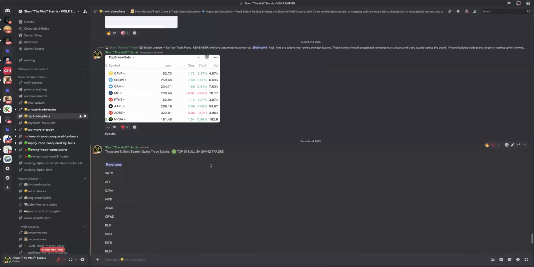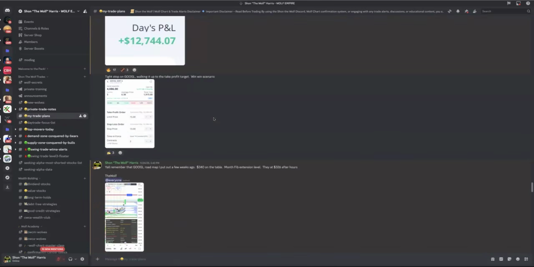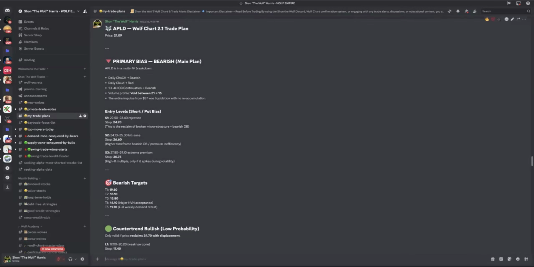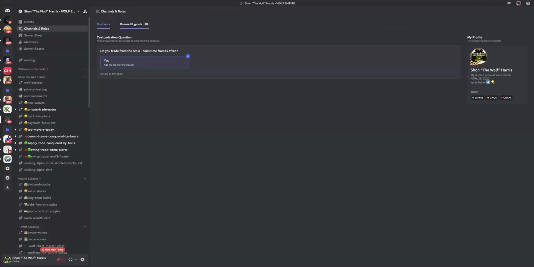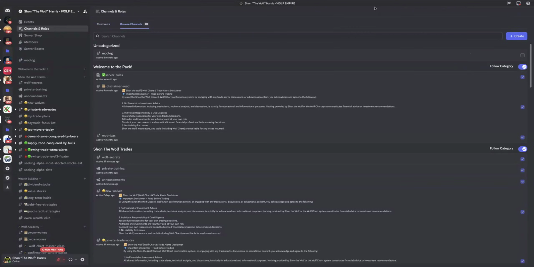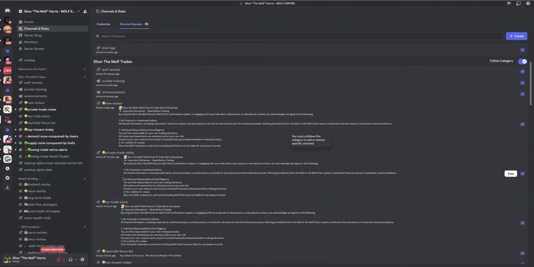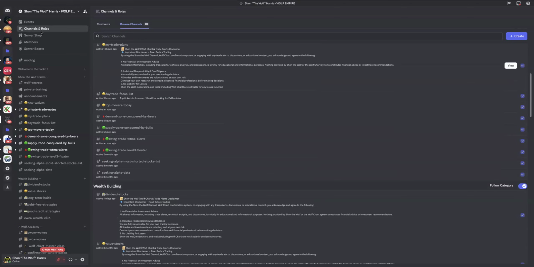So first things first, when I do actual detailed trade plans, they're under my trade plan tab. If you can't see that, you can click on channels and roles and then go to browse channels. In here, some things may not be checked, but if there are things you need to check, you can do it under browse channels if you can't see certain channels.